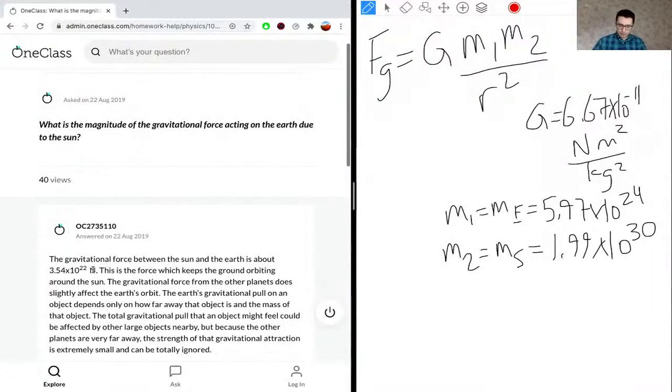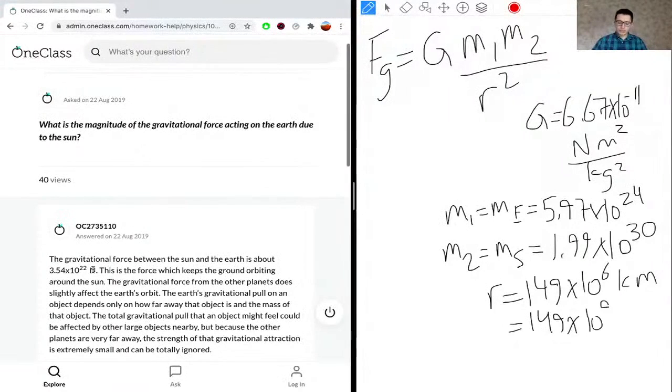And finally, the distance between the Sun and the Earth is 149 times 10 to the 6 kilometers, which equals 149 times 10 to the 9 meters. So we're going to take this value, this value, this value, and this value, and we're going to plug them into this equation.